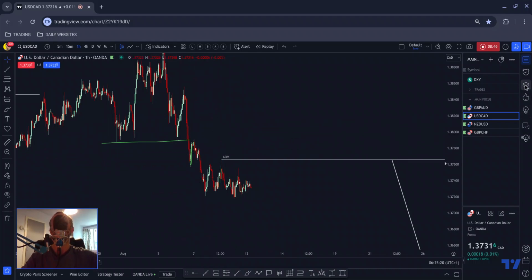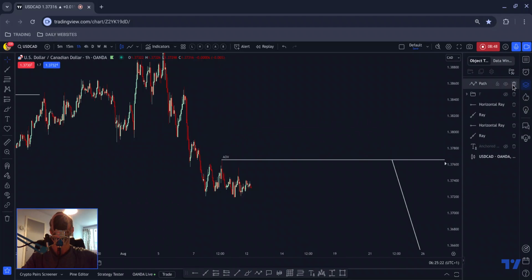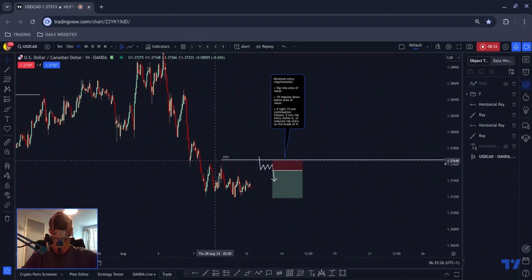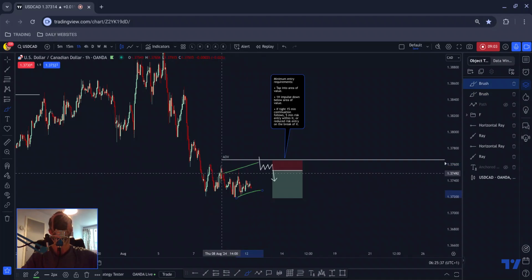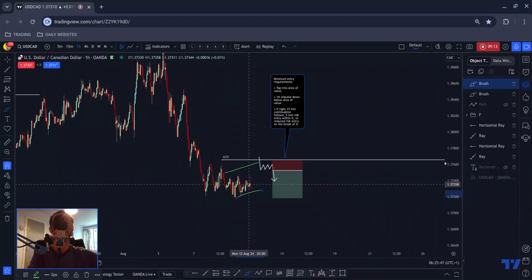So in this instance, what I'm looking for is a tap into this area of value followed by a push down. Some people might be looking at that little wick there and go, yeah, but we've got that. Well, that's a subjective first touch, and that's a mistake that I used to make, marrying your trend lines up from something just because you want it to line up. That's a subjective first touch.